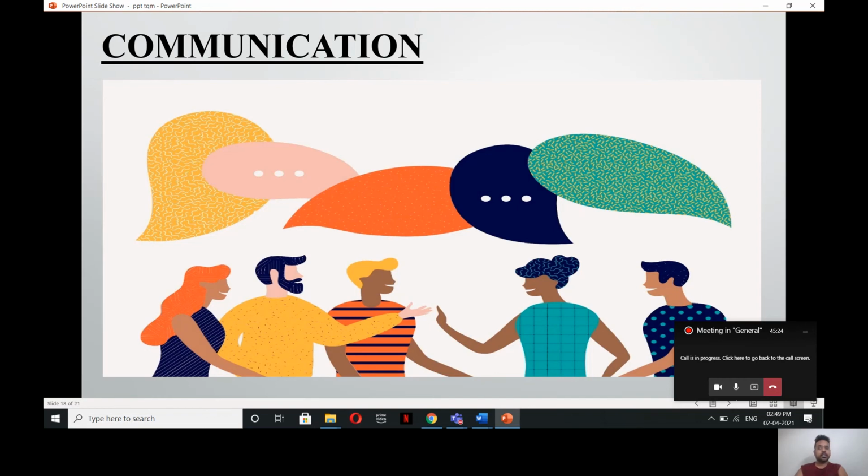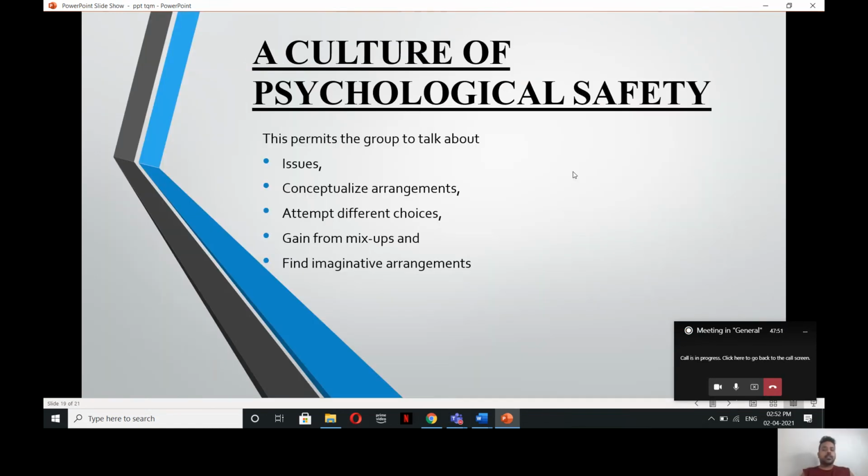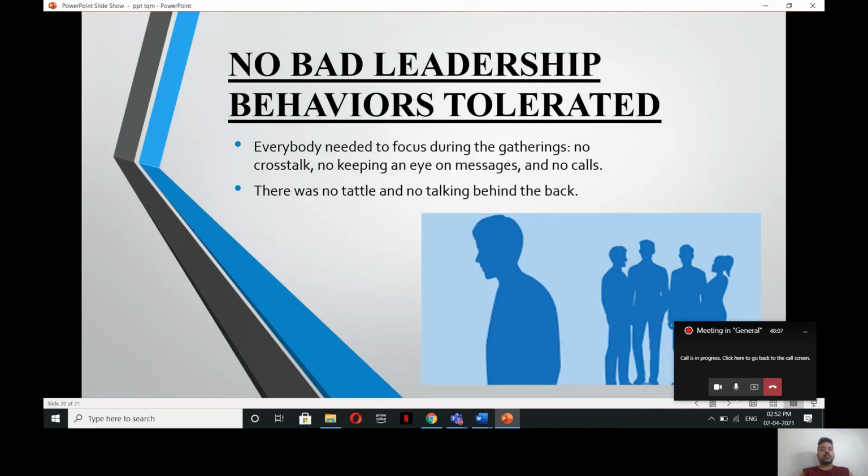In 2001, the Firestone recall and a slowed economy placed Ford in danger of bankruptcy. In 2006, Ford hired former Boeing Executive Vice President Alan Mulally to reinvent the company. The psychological safety of people who work at Ford. This permits the group to talk about issues, conceptualize arrangements, attempt different choices, learn from mistakes and find other imaginative solutions.